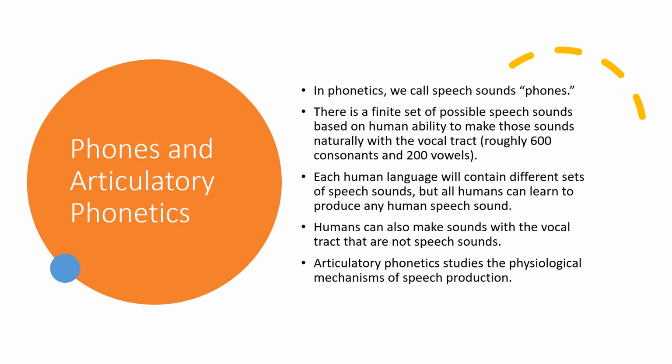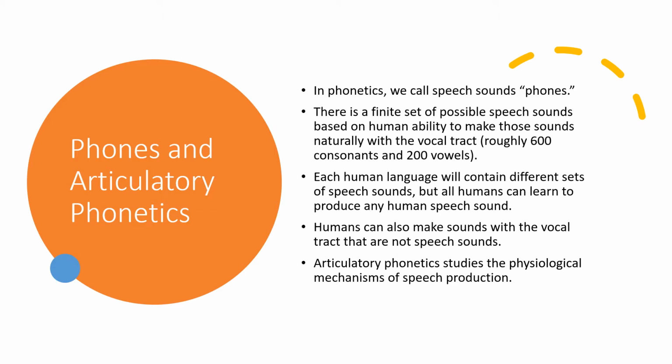When we talk about phonetics, we're going to start with this idea of phones. So we're going to call each individual speech sound a phone. It's important to note that there's a finite set of possible speech sounds based on human ability to make those sounds naturally within the vocal tract. It's estimated there's roughly 600 consonants and 200 vowels that humans in different languages use. Obviously, each human language does not contain all of those consonants and all of those vowels. Instead, each human language will contain different sets of speech sounds. But it's important to note that all humans can learn to produce any human speech sound, as long as they have fully functioning vocal tracts.